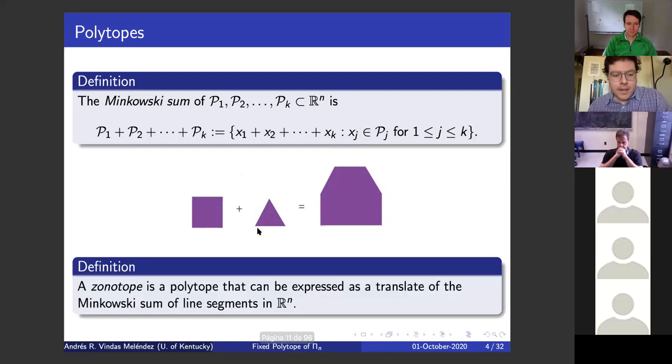Okay. And so a special class of Minkowski sums are what we call zonotopes. And so a zonotope is a polytope that can be expressed as some translate of a Minkowski sum of line segments. Okay, so it's using this definition, but the polytopes that we care about are just line segments. So can we realize the polytopes as line segments?